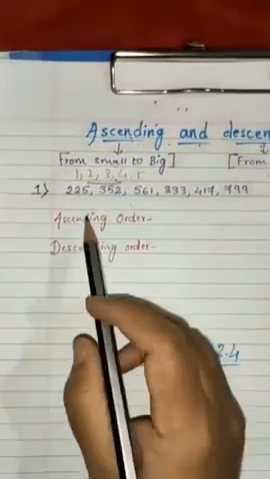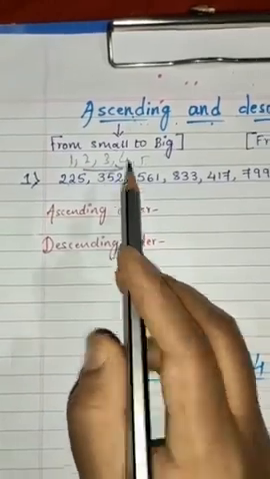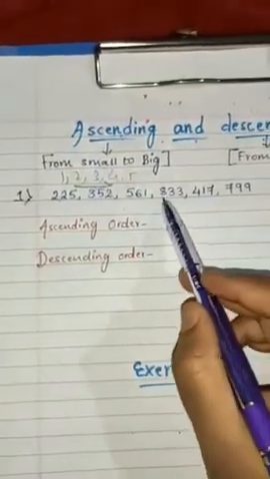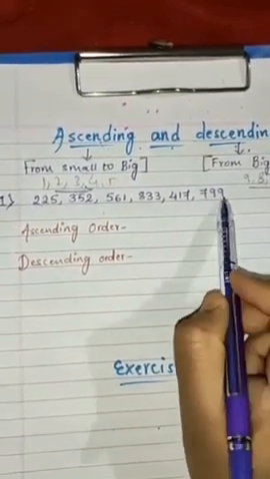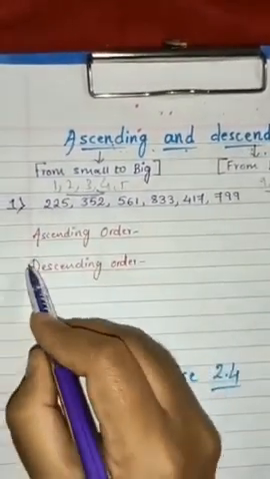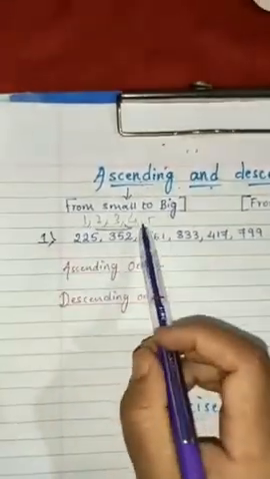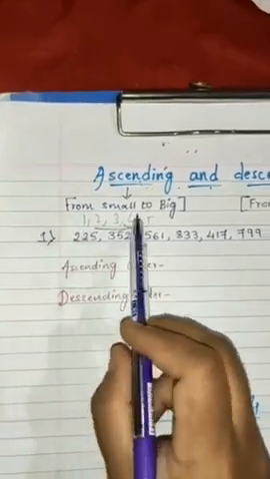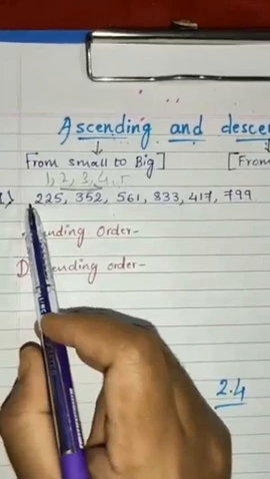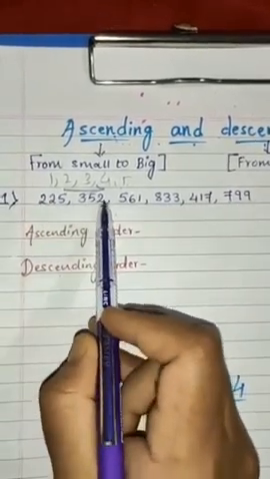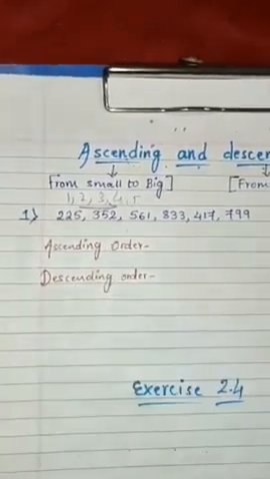So here let us take one example. 225, 352, 561, 833, 417, 799. Okay, so now how to arrange these numbers into ascending order and the descending order? Here it is very easy for us because it is having only one digit, but whereas here, can you observe this? Yes, can you see this number, children? It is having 3 digits, 1, 2, 3, right? So now, how to arrange these numbers in the ascending and the descending order?